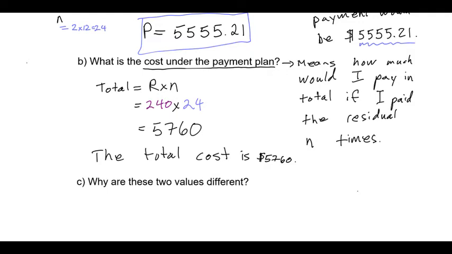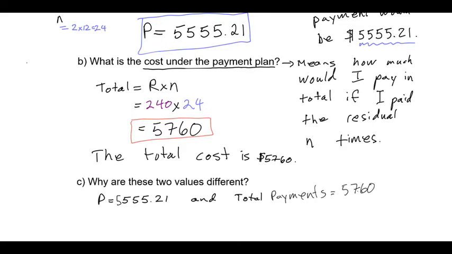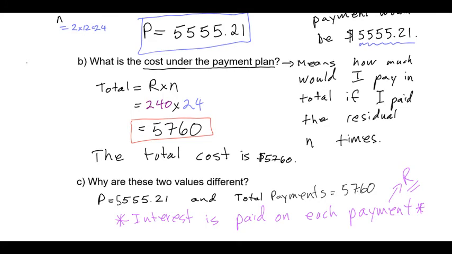Now, when you look at these two numbers, the 5,760 and the 5,521, our totals are different because interest is paid on each payment, i.e. the residual. The residual contains the interest. And that's why the totals end up being different.